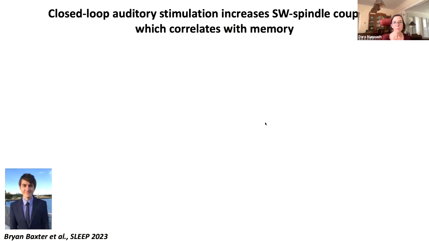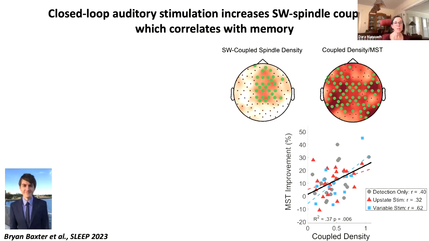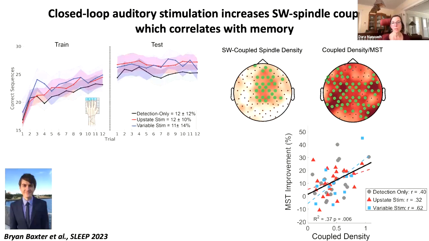What about memory? CLASS increases spindle slow wave coupling. And this is again the EEG montage. Each black dot is an electrode. These green dots are where coupling density, or the rate of slow wave coupled spindles, is increased. This increase in coupled spindle slow wave density correlates with MST improvement. And this was true in all conditions. All conditions showed similar improvement on the MST after the nap. So CLASS did not lead to better memory, unfortunately, despite improving coupling.